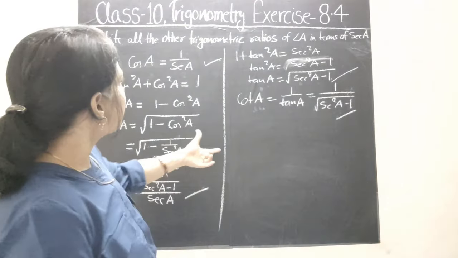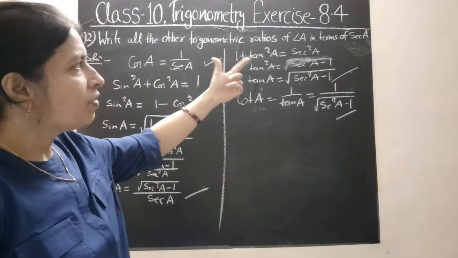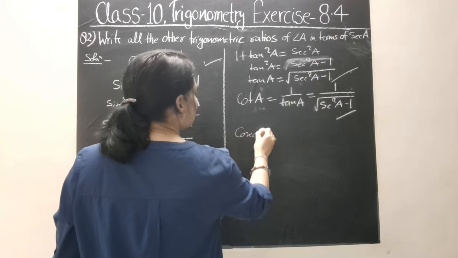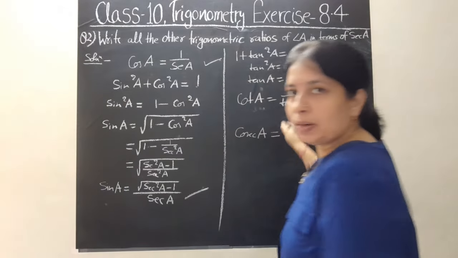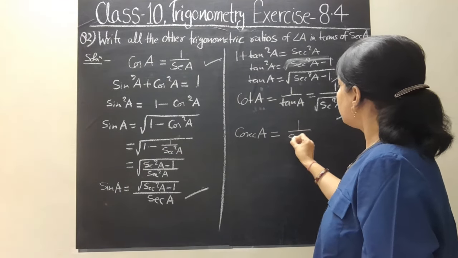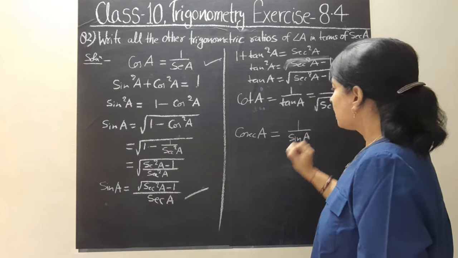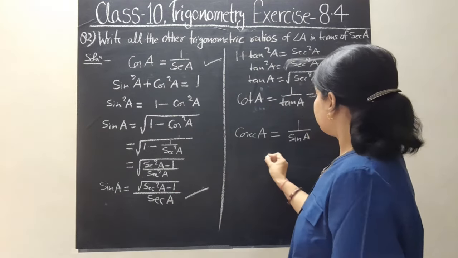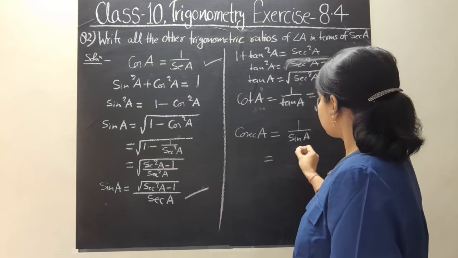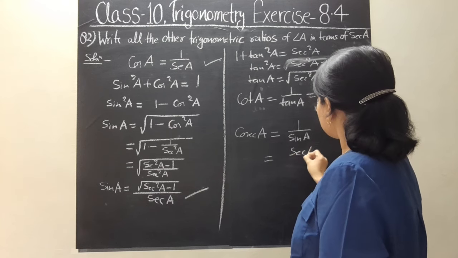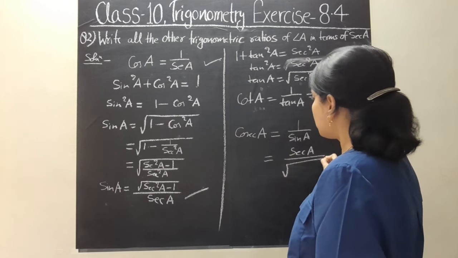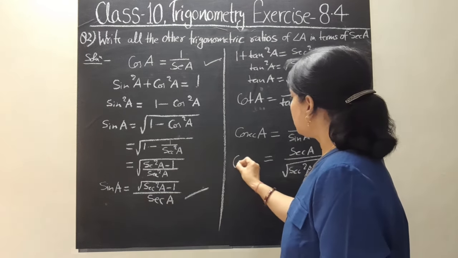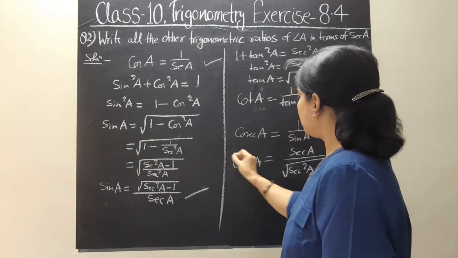First we have to express cosec A in terms of sec A. So we know that cosec A is equal to 1 by sin A. So first write 1 by sin A. Then from here write the value of sin A in terms of sec A. So you will get sec A divided by square root of sec square A minus 1. This one is cosec A in terms of sec A.